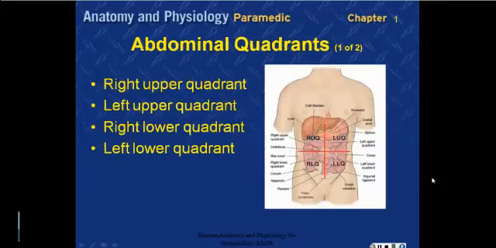Abdominal quadrants. You should all be familiar with this. If we draw both a vertical and a horizontal line that intersect at the umbilicus or the navel, you should commit to memory what organs are in which abdominal quadrant. For example, the liver is primarily in the right upper quadrant. The spleen is primarily in the left upper quadrant. The appendix is primarily in the right lower quadrant. Those are the things that you should commit to memory. The stomach is primarily in the left upper quadrant.